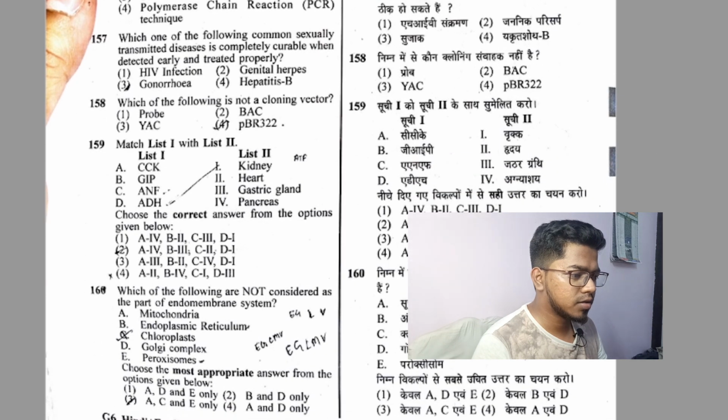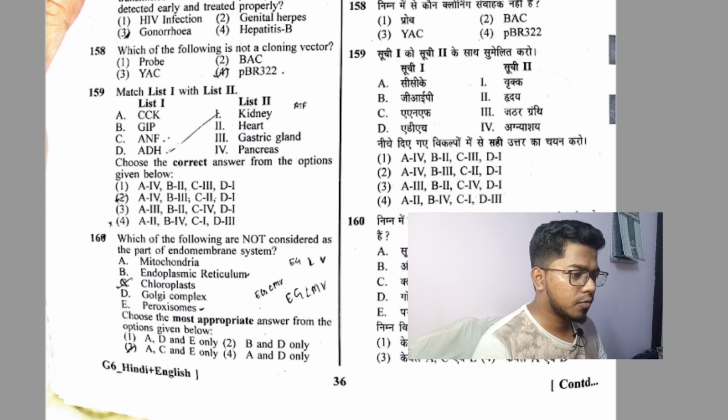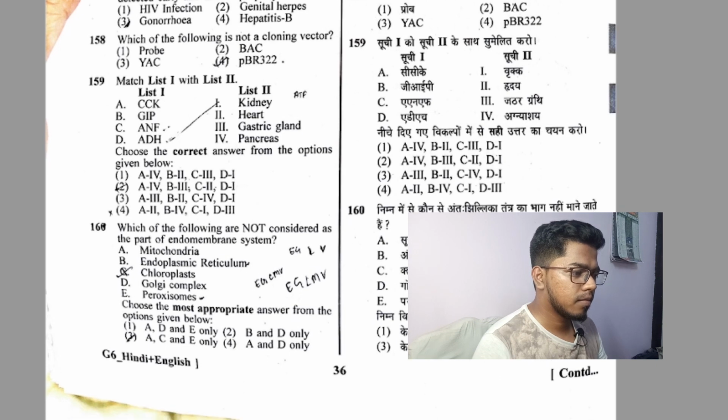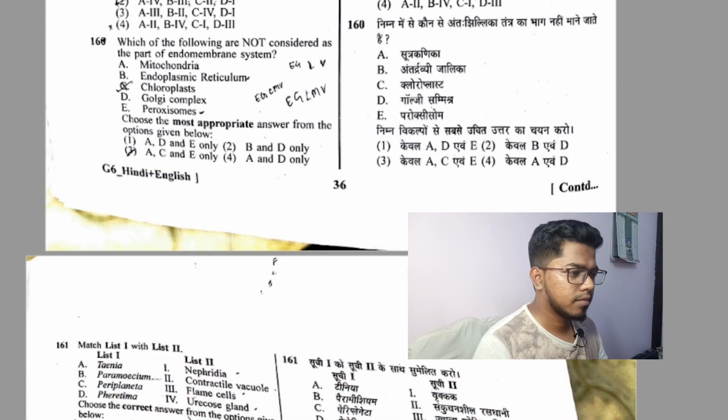Which of the following are not considered as a part of the endomembrane system? Mitochondria, endoplasmic reticulum, chloroplast, Golgi complex. Okay, we skip.